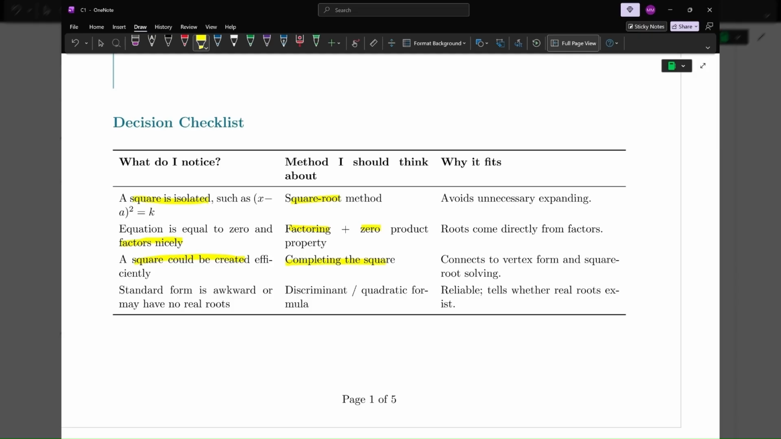And then finally, what if we're in standard form? What if it's not one of these? What if we're in standard form and it's awkward? We don't really have, maybe not real roots. Well, then you can use your discriminant to tell you about the roots and then use the quadratic formula if necessary. Okay, so let's dive into a couple of questions now.